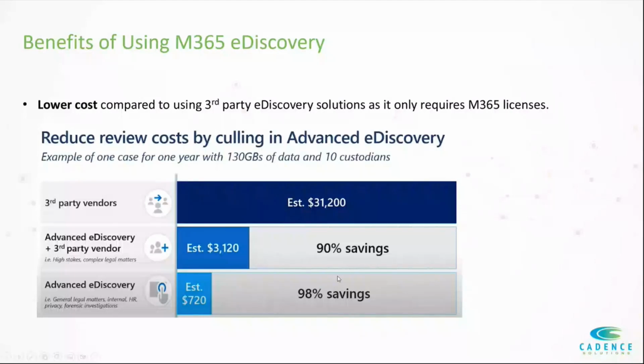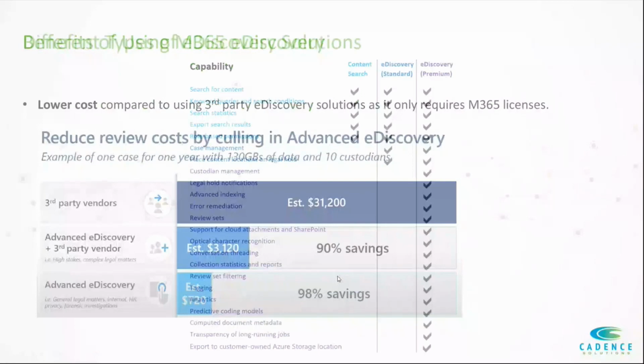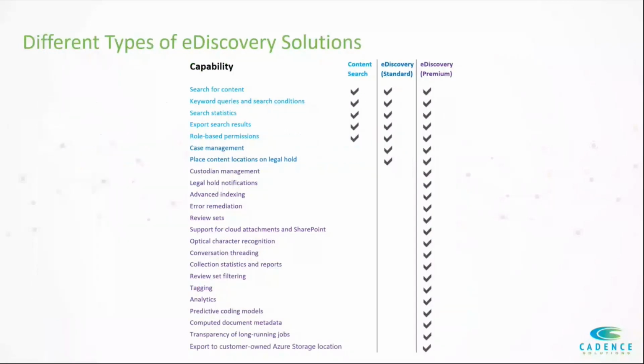So there are three different types of eDiscovery solutions. The first is content search. Second is the standard eDiscovery, or eDiscovery Standard. And last but not least is the eDiscovery Premium, or the Premium eDiscovery.